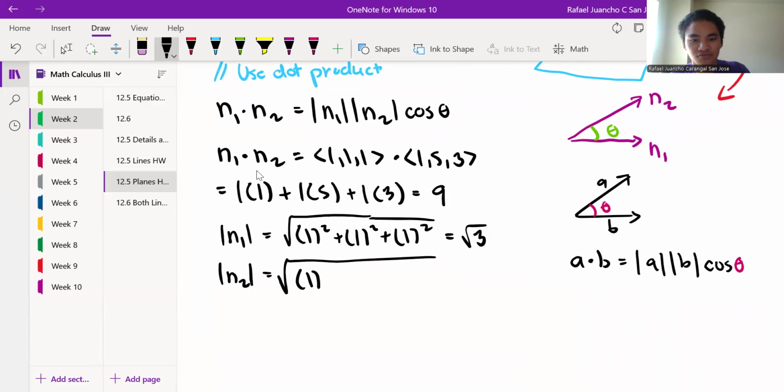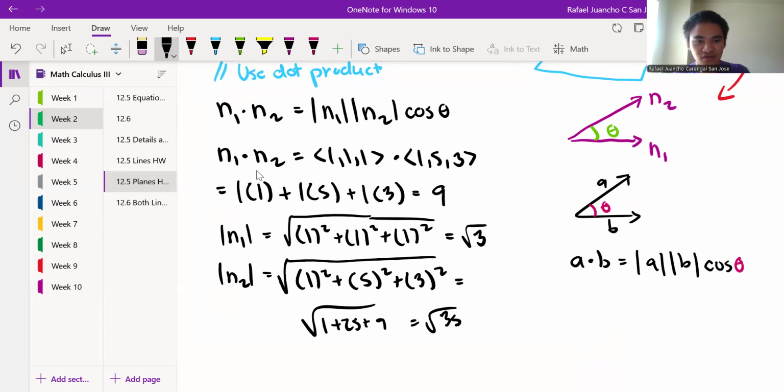This is 1 squared, 5 squared, 3 squared. This is 1 plus 25 plus 9. Let's run that up, the arithmetic. Square root of 35. Let me check. 25, 9. We got square root of 35. I don't think we can simplify that, no? I don't think so. There we go.